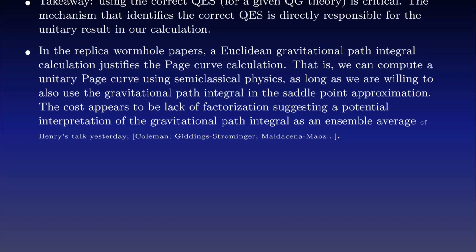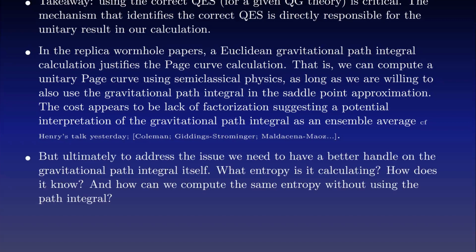Now, including these Euclidean wormholes, these replica wormholes, in the gravitational path integral appears to result in a lack of factorization, which is suggestive of a potential interpretation, at least in the models that have been studied, of the gravitational path integral as some kind of ensemble average. Now, ultimately, to address this issue, the gravitational path integral needs to stop being a black box. We need to have a better grasp on this thing.